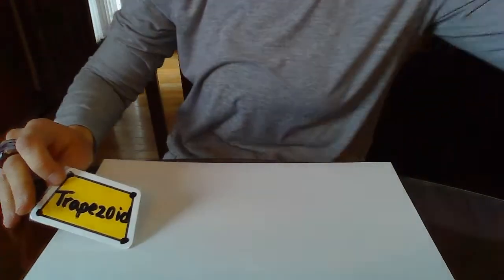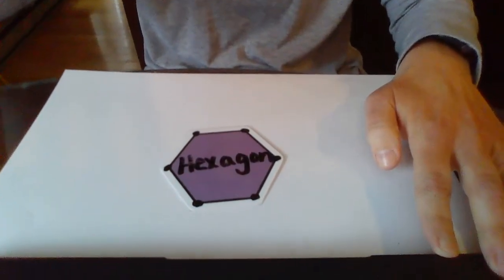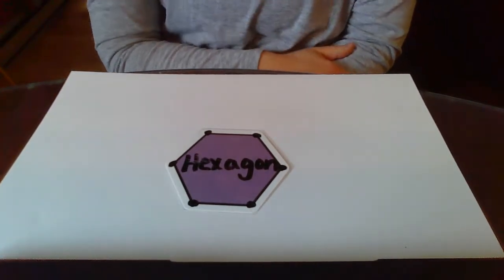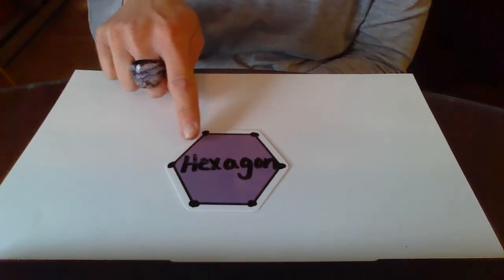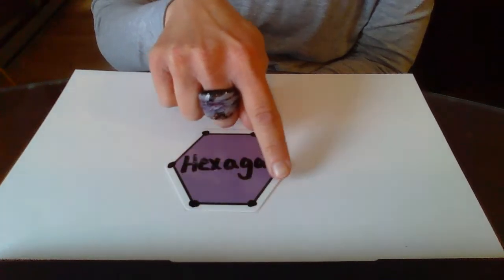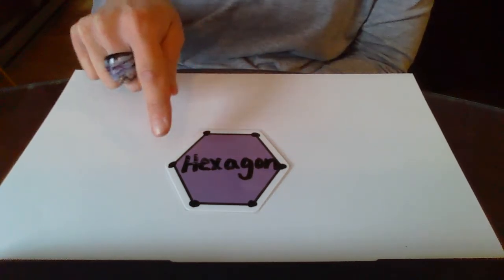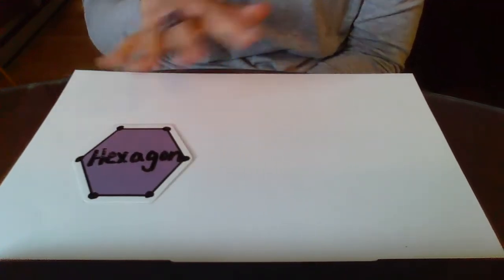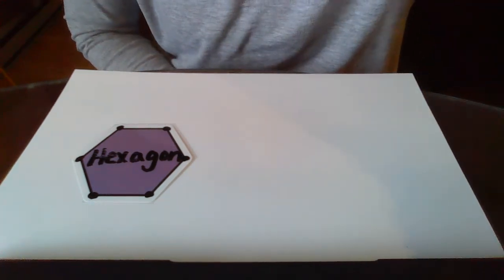All right, let's go ahead and do the next one, which is, let's bring you back down, a hexagon. So our sides and points are going to change up a little on this one. So we have 1, 2, 3, 4, 5, 6 sides. Let's count those points. 1, 2, 3, 4, 5, 6 points. Wait till you see what I found in my house with the hexagon.